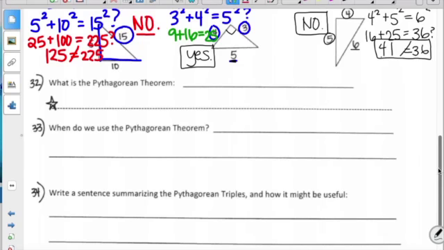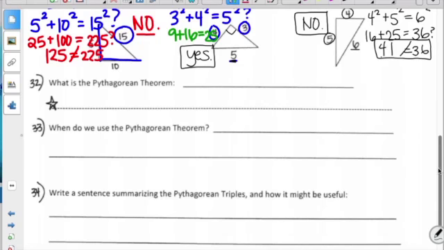Number 33. When do we use the Pythagorean theorem? What type of triangles do we use it for? And what does it help us find out? In the last one, number 34, you're going to write a sentence summarizing the Pythagorean triples and how it might be useful. We've already used it, and it's already been useful. So go ahead and write a sentence or two explaining how you might use the Pythagorean triples and why you think they're useful. All right, that is it.